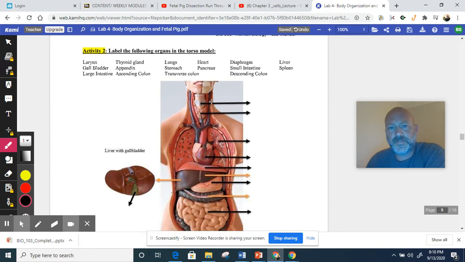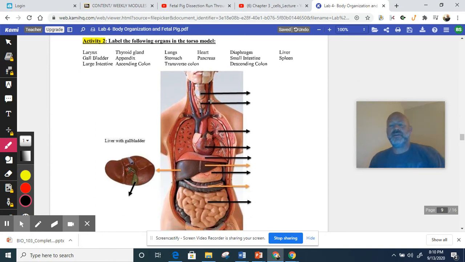All right, so what we really are interested in is taking what we learned from the pig and translating it over to the human. Remember, this class isn't really called pig biology, it's called human biology. So we would have these models in our classrooms, and it's important to be able to translate what you see in the fetal pig onto the models.